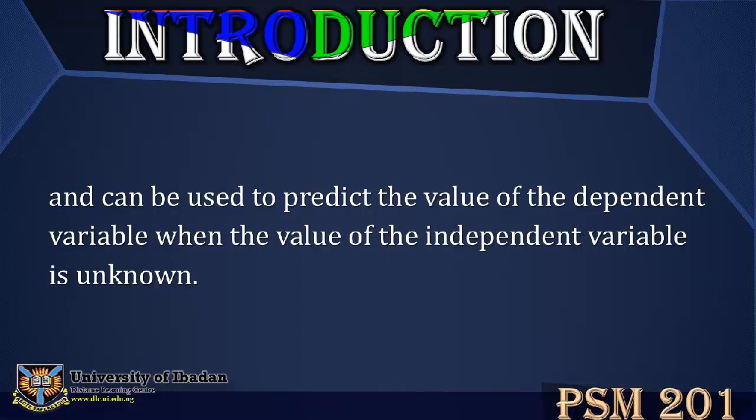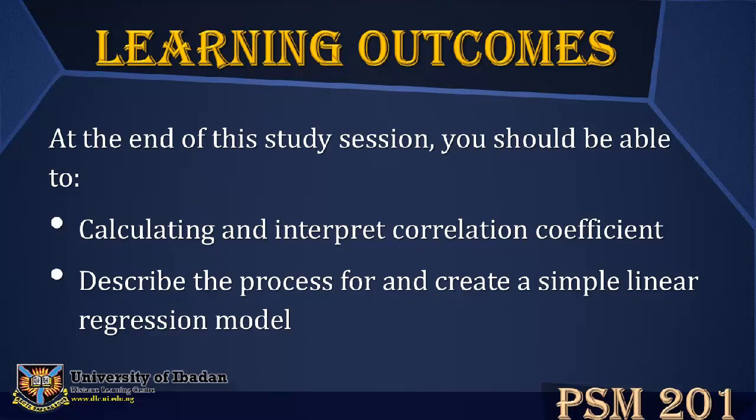is unknown. Learning outcomes of study section 8. At the end of this study section, you should be able to calculate and interpret correlation coefficient, describe the process for and create a simple linear regression model.